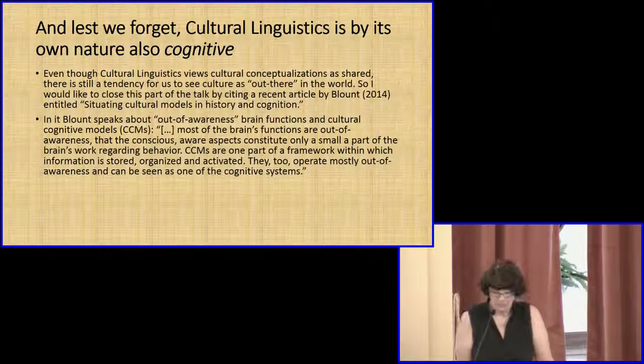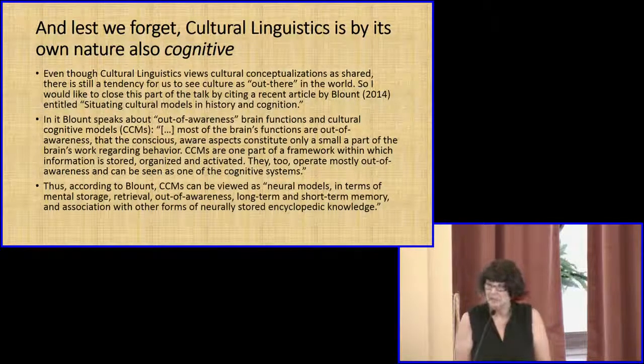Most of the brain's functions are out of awareness, and the conscious aware aspects constitute only a small part of the brain's work regarding behavior. Cultural cognitive models are one part of a framework within which information is stored, organized, and activated. They too operate mostly out of awareness and can be seen as one of the cognitive systems.